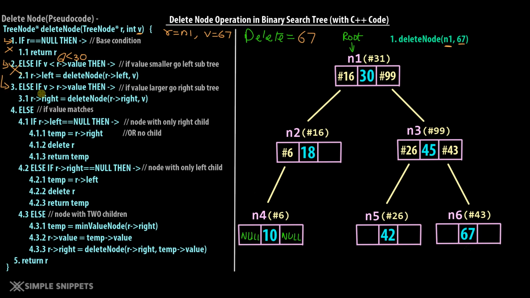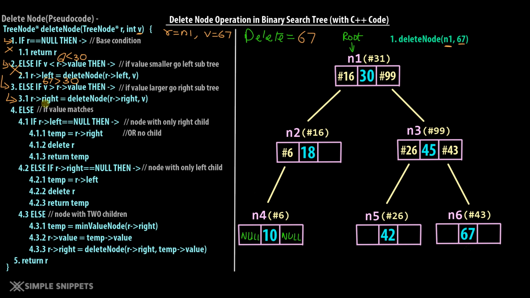In step 3, we are checking if V, that is 67, is greater than R of value. R is n1, n1's value is 30. Is 67 greater than 30? Yes. Now in that case, we will go inside this else if and we will execute 3.1. Now 3.1 says R of right is equal to delete node R of right and the same value V.